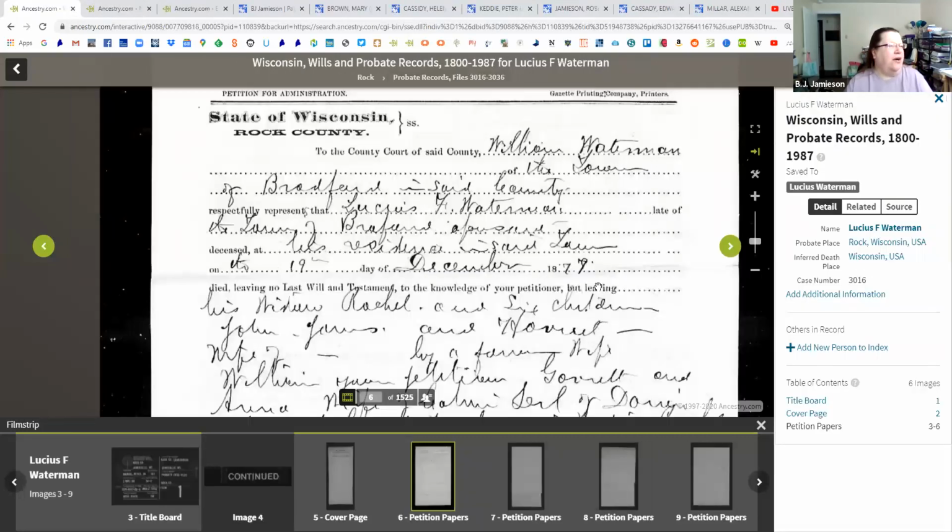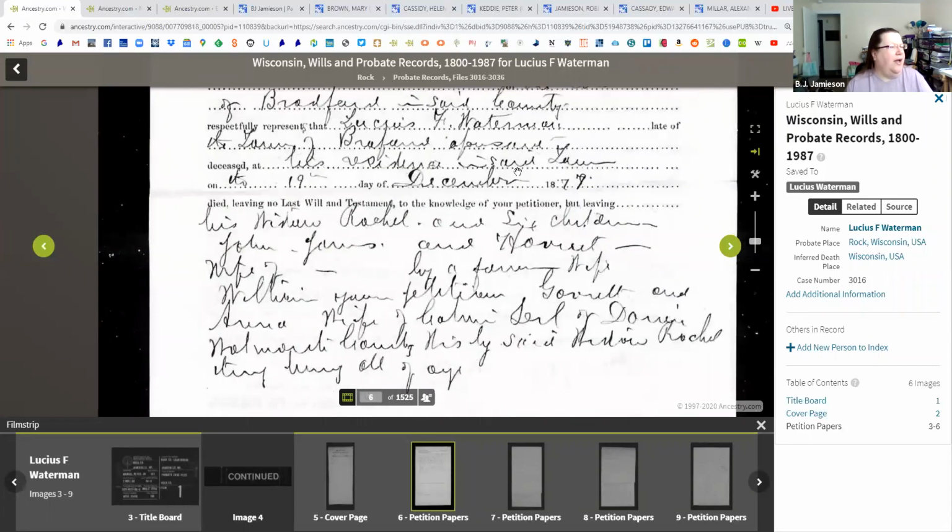So here's one that's less helpful. This is in Wisconsin. And we've got William Waterman, tells where he's from. He was the son of Lucius Waterman, and lists his widow, Rachel, which, at least if you didn't have a first name, gives it to you, and 6 children. John, James, and then has Harriet with a blank, wife of blank, by a former wife. So Lucius and his first wife, Harriet, had divorced. She'd stayed in Massachusetts with these 3 children. Lucius had married a woman named Rachel and moved out to Wisconsin.